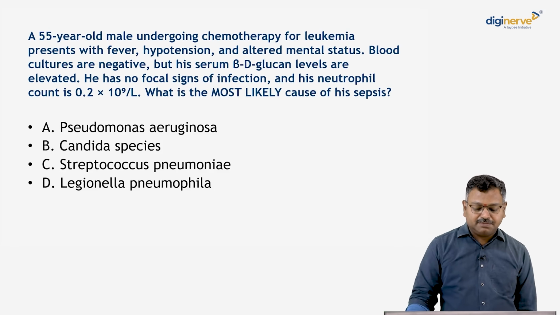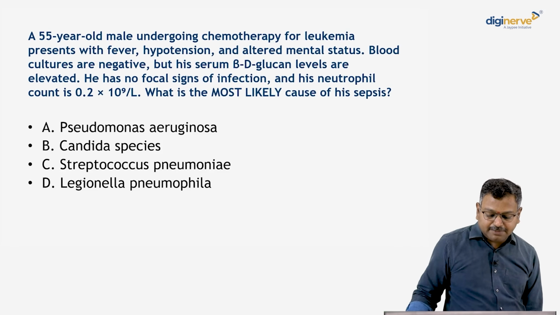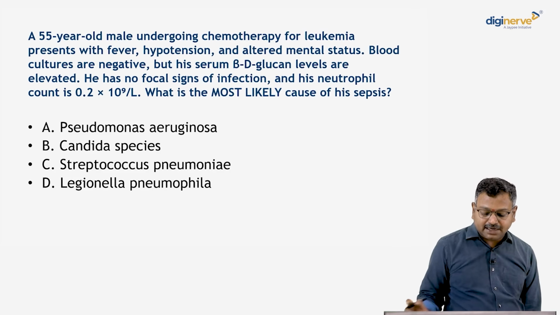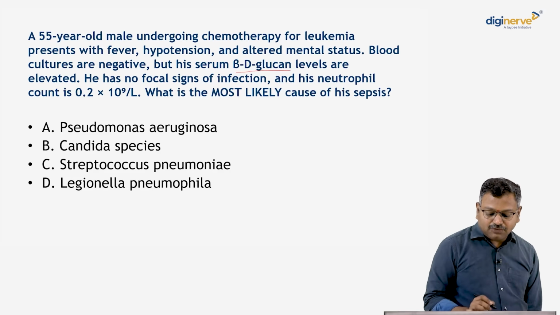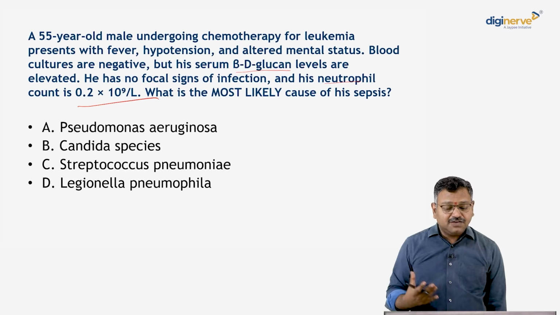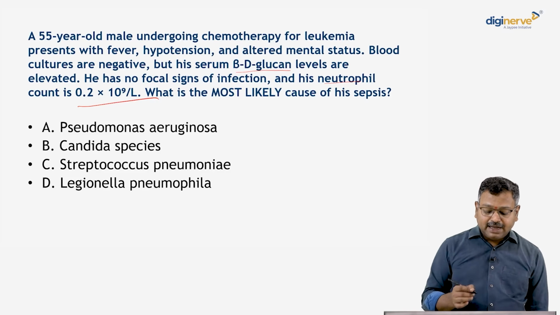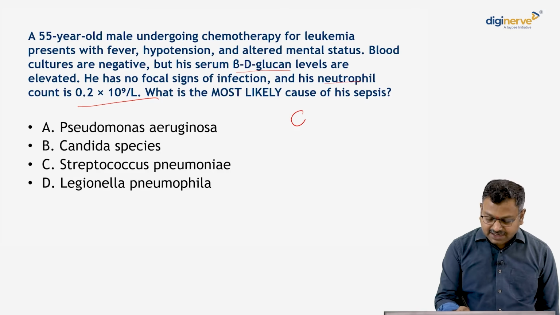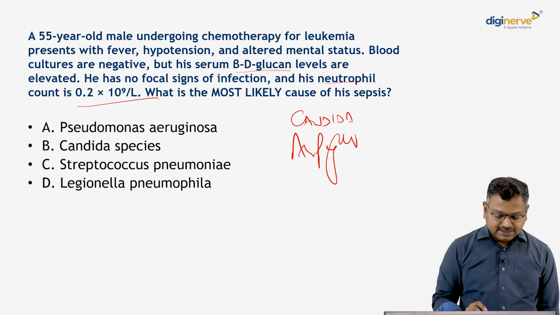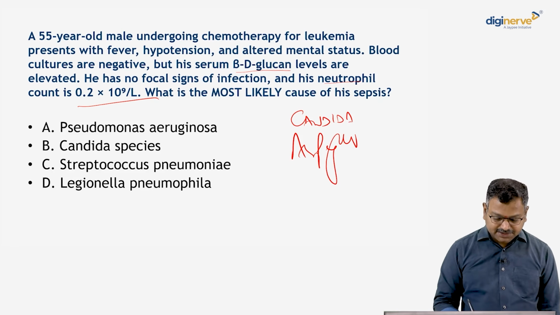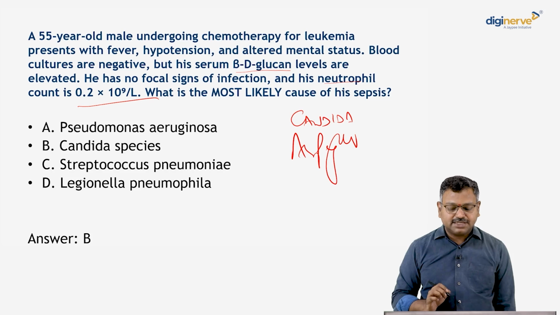55-year-old undergoing chemotherapy for leukemia presents with fever, hypotension and altered mental status. Blood culture is negative, but the beta-D-glucan levels are high. No focal signs, neutrophils are very low. So there is a sepsis, there is a severe febrile neutropenia and a beta-D-glucan. Now beta-D-glucan is very specific for fungal infection, especially Candida and Aspergillus. So with Candida, you have to start immediate treatment for these patients. So Candida species is the diagnosis that you see here.